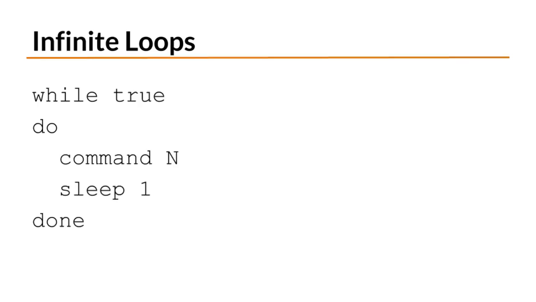There may be cases where you want an infinite loop. If so, you can simply make the condition always return true by using the true command. The true command always exits with a 0 exit status and thus is always true. If you want to create some type of service or daemon, you can use this technique. You would simply start your shell script in the background and it would continually run until it was killed.